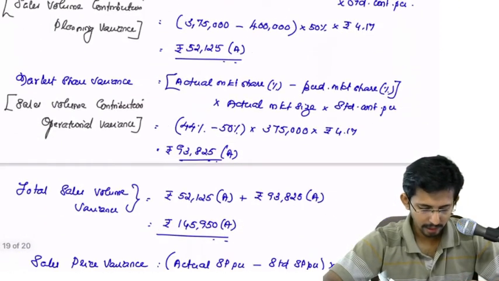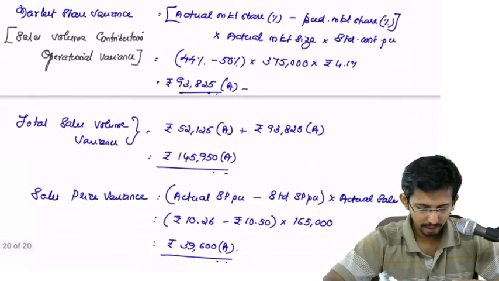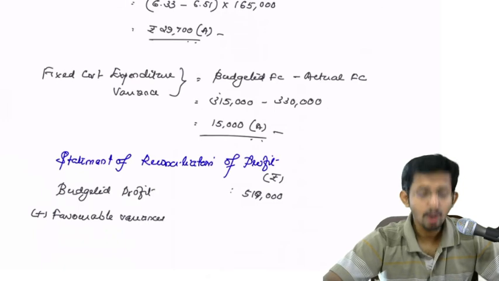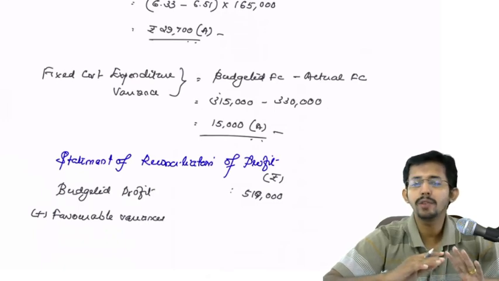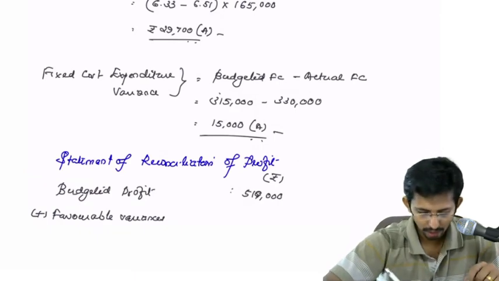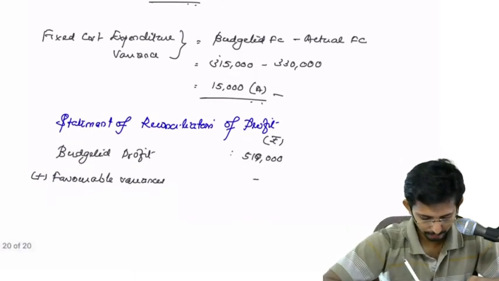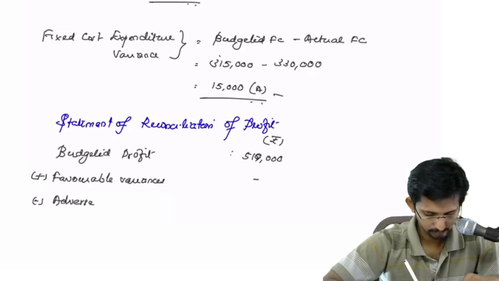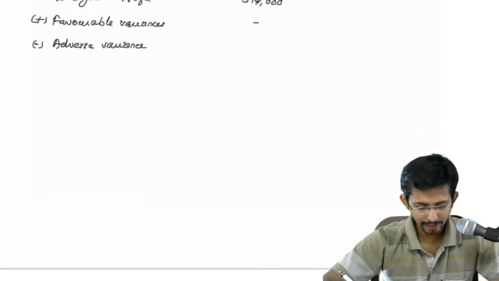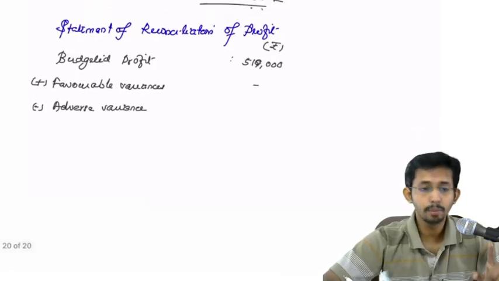Any favorable variances here? You will see market size is adverse, this is adverse, this is adverse, adverse and adverse. All variances we have computed so far are adverse variances. So there is not even a single favorable variance. So here nil. Now what do you have to do? Less adverse variance. I told you when you take these variances there should not be any duplication.